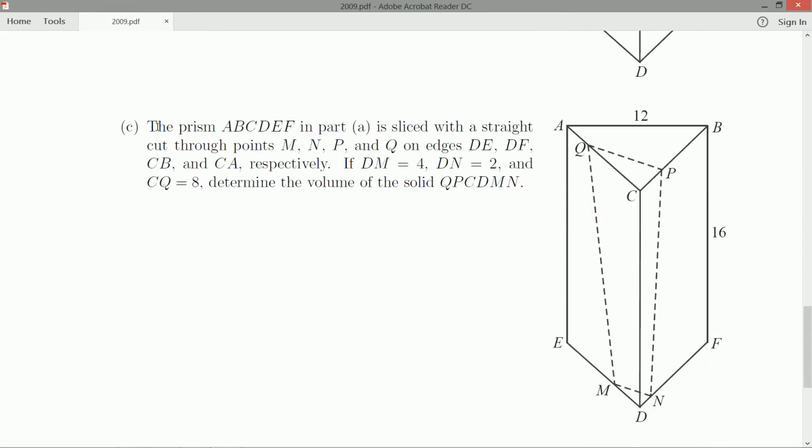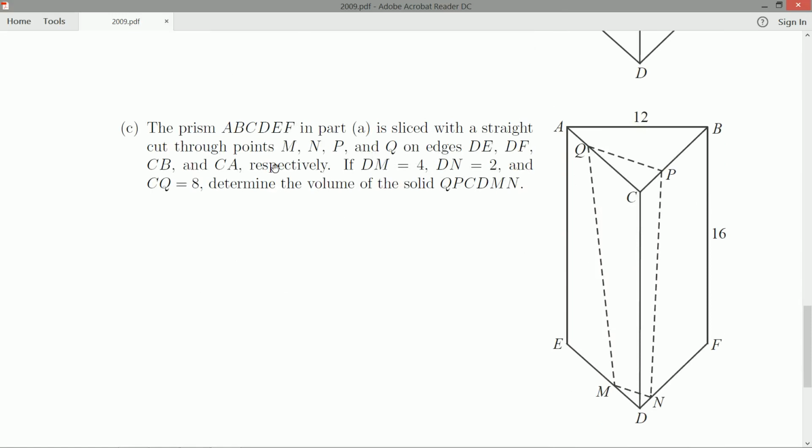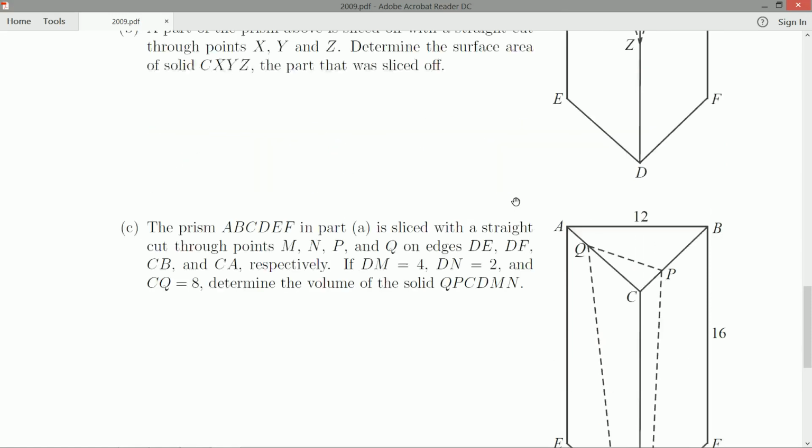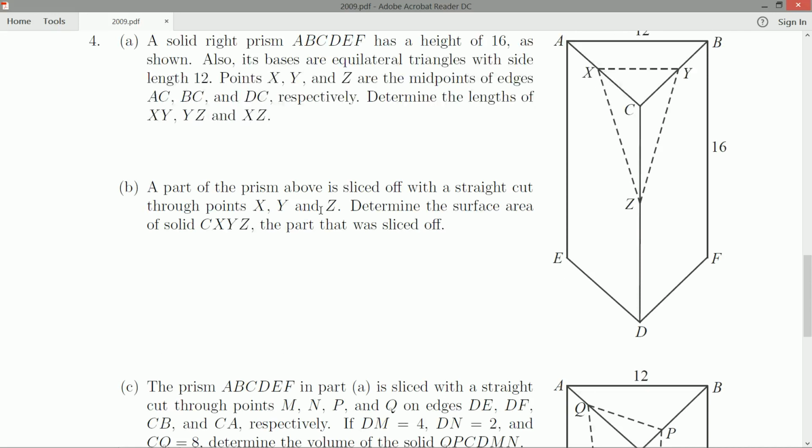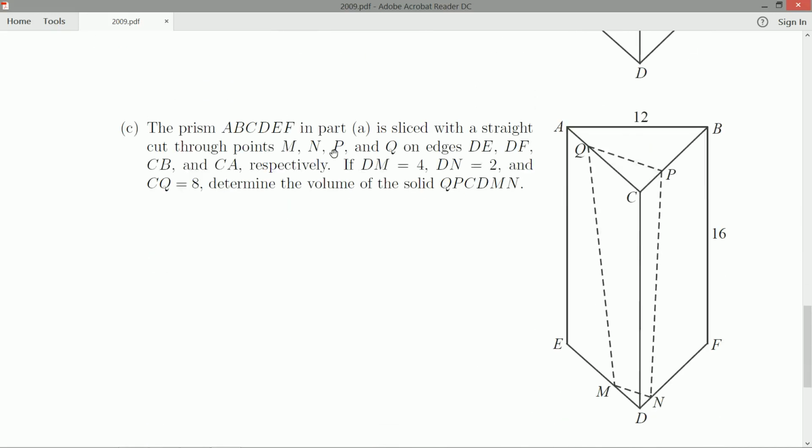Now C, the prism ABCDEF in part A is sliced with a straight cut through some different points, so we're sort of ignoring what happened in B, but through points M, N, P, and Q on edges DE, DF, CB, and CA. Okay, just like we've got shown. If DM is equal to 4, DN is equal to 2, and CQ is equal to 8, determine the volume of the solid QPCDMN. So the volume of this chopped off bit.